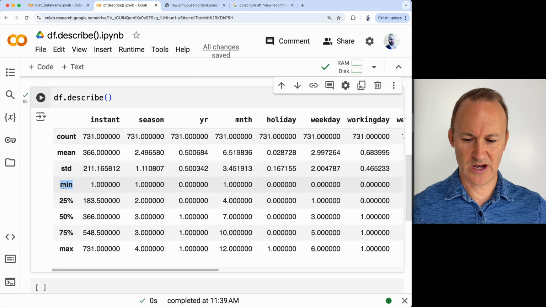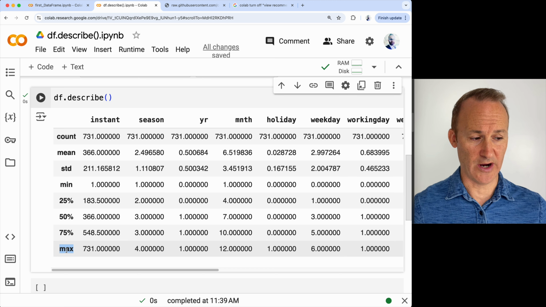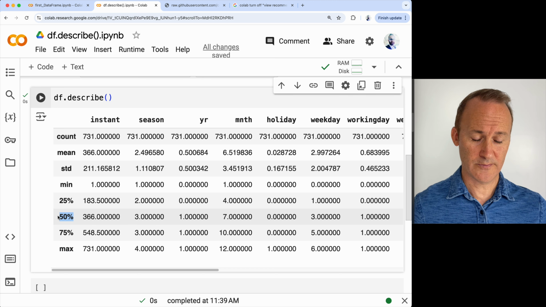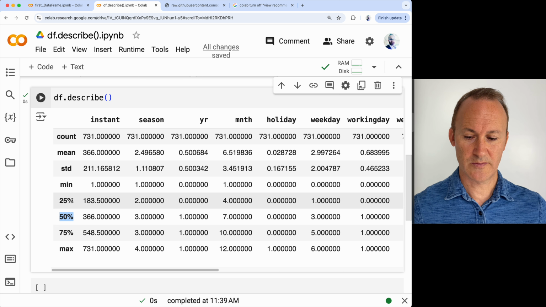We have the minimum value. We have the maximum value. Now the median value, which is the value in the middle, provided that it's in numerical order, is actually the 50%. And then we have the quartiles. The quartiles are the median of the first half and the median of the second half of the data.